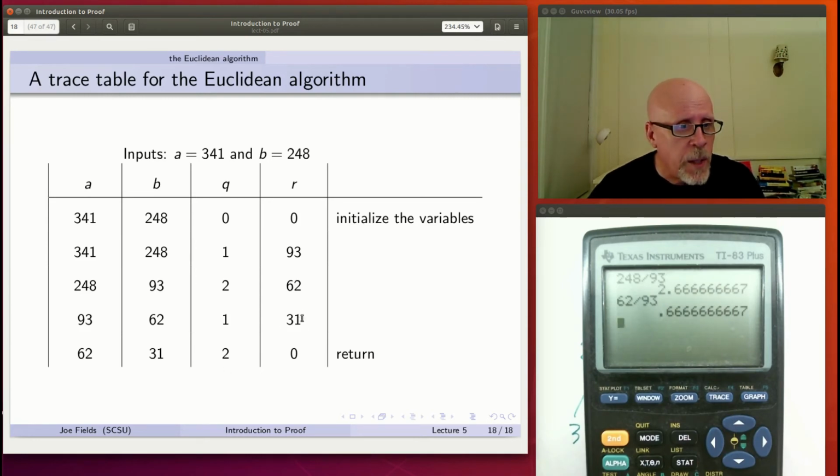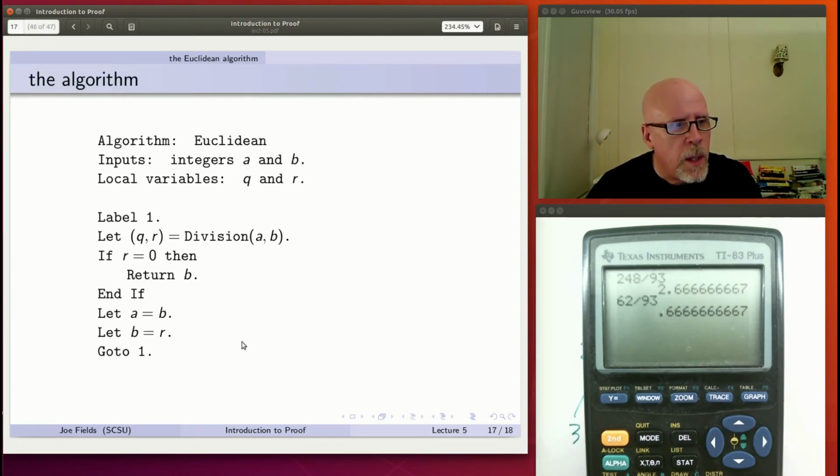It's the last remainder you got before you went, and it's also the last value that's in the register that's named B. Let me back up the slide one. You notice how it said it in here. When R was 0, what do we do? We return B.